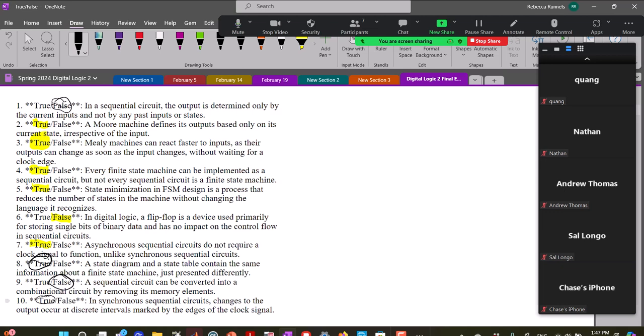What are the characteristics of a finite state machine compared to just a sequential circuit?